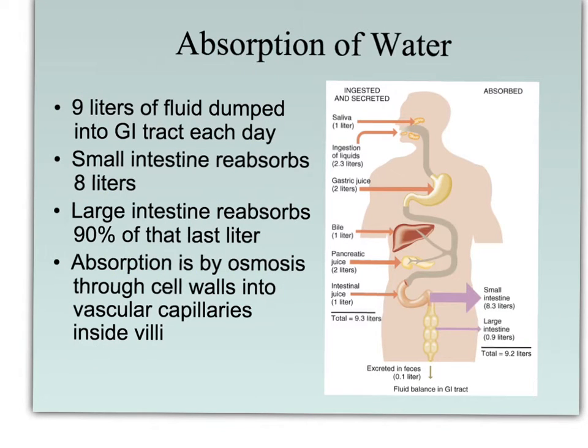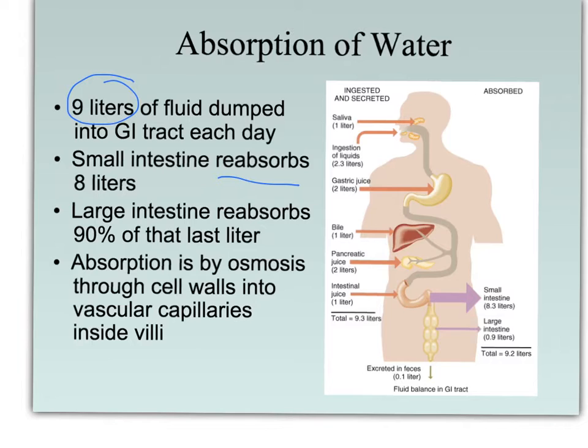So one of the things that we mentioned in that last slide is that water is also one of the things that's absorbed in the small intestine. Some of it gets absorbed in the stomach, and a big chunk of it is also going to be reabsorbed into the small intestine. So we produce about 9 liters of fluid. Now we're not even talking about just drinking water there. That's how much we produce in our GI tract every day. And the small intestine is going to grab most of it right back.